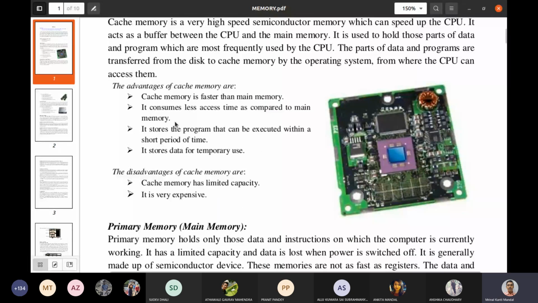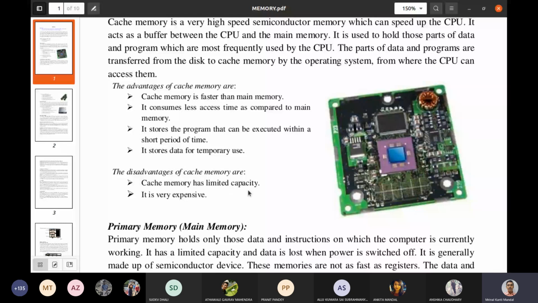Mainly, it is very fast, and it is the main memory of the computer or CPU. Less access time compared to main memory or others. Within a short period of time, it can execute the information or program which is stored in this memory, and it is temporarily used. And the disadvantage is that it has limited capacity and is very expensive. So these are the disadvantages of this memory.